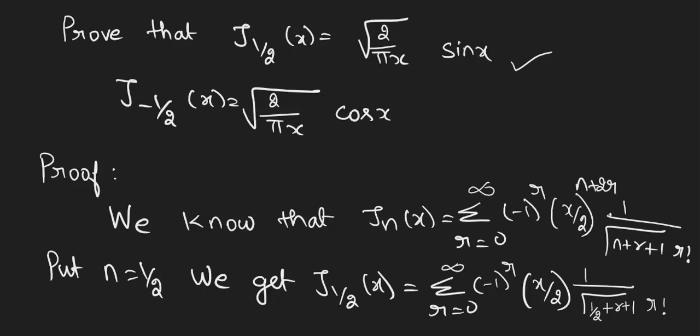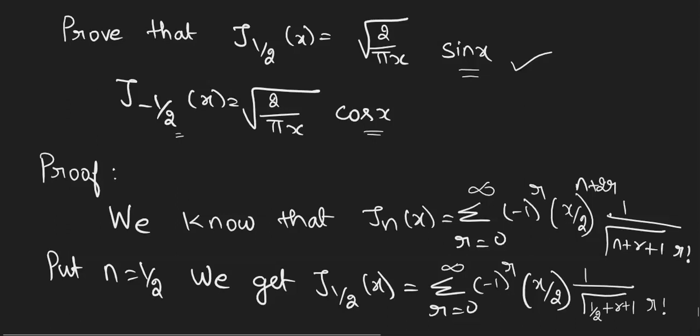Let us prove that J half of x is equal to root of 2 by pi x into sin x, and J minus half of x is equal to root of 2 by pi x into cos x. To prove this, let us use the result J_n of x.